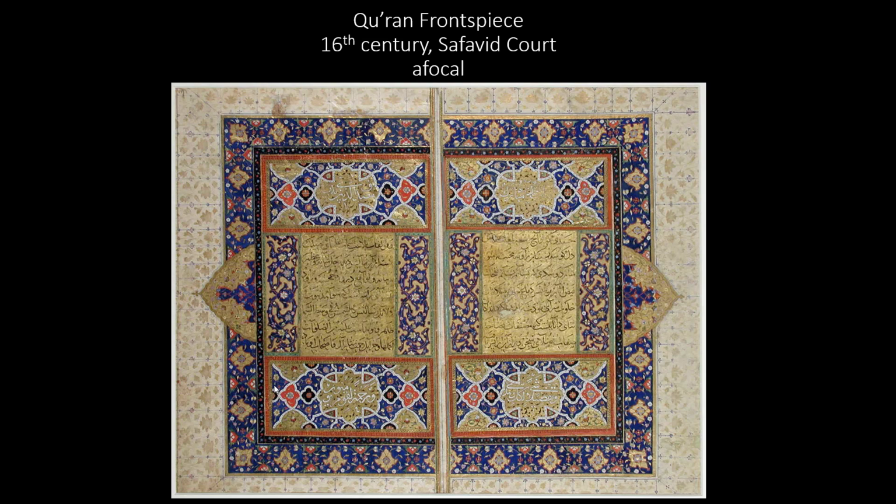Everything here is treated equally. This is all equal. This is all equal. These beautiful gold squares in the middle, they're all equal. Everything's equal. So the idea is that your eye just continually roams around and it doesn't stop.